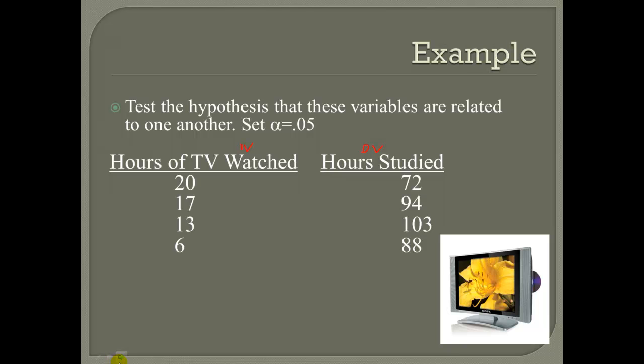And we get the following values. We have 5 people in our study. First person watched roughly an average of 20 hours of TV a week, and they studied 72 hours a month. Next person, 17 and 94. So again, here's each person. This represents the number of hours they watched TV. This is the number of hours they studied. So now we want to calculate a Pearson's correlation based on these values. Then we want to go through our hypothesis testing steps.